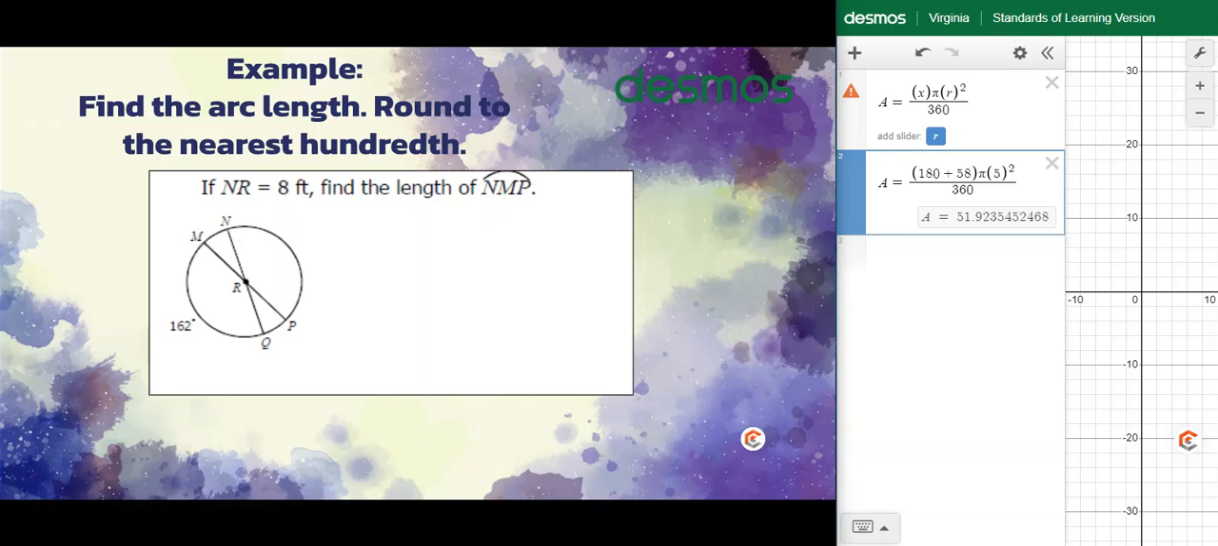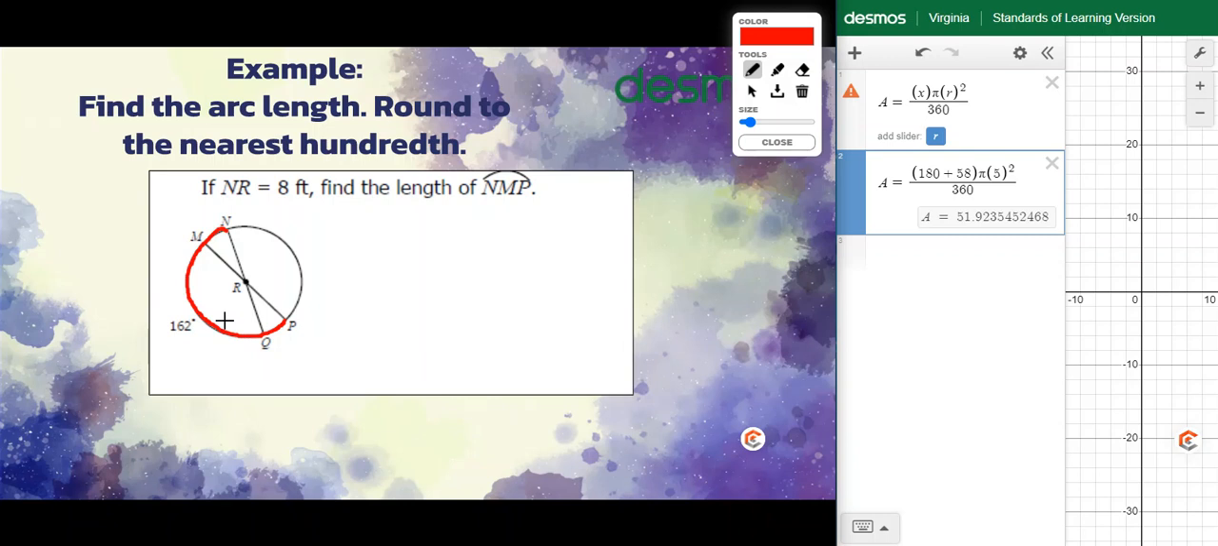We're given that NR is 8 feet, and we want to find the length of NMP. Now look, there's 3 letters there. That should be a clue that NMP, we're using a major arc. So we're trying to find this major arc. Okay? All right, so NR was also given to us as 8. So we have a radius of 8.